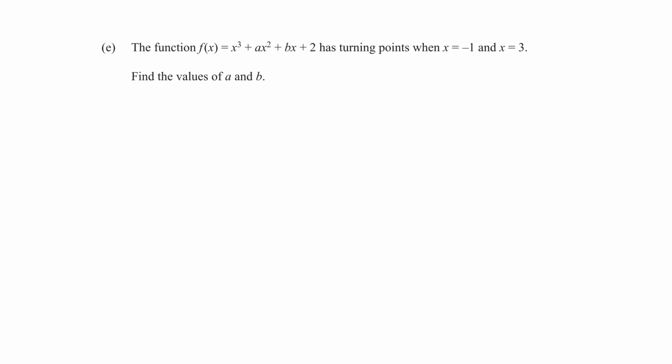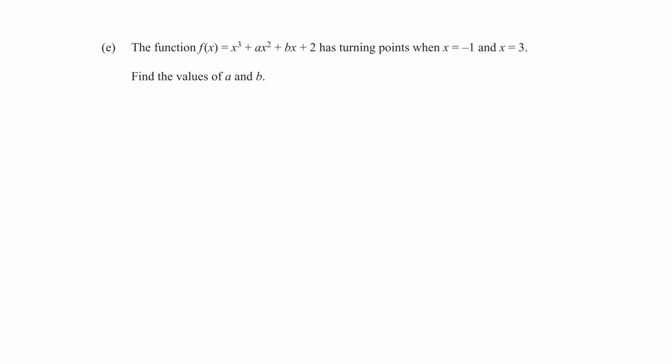But from our information, we know that at point minus 1 and at point 3, the gradient is equal to 0. So what we can do, given this information, is create 2 simultaneous equations and solve them to find a and b. Okay, so how do we do this? First things first, we'll need to differentiate this function, right? So what is the derivative of our f of x?